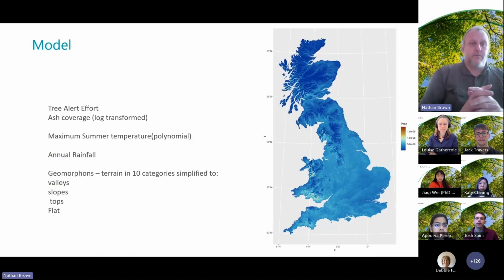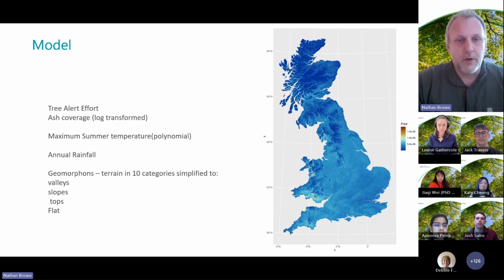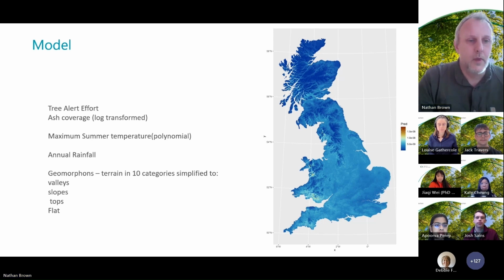So these are covariates we can include in our modelling, along with various environmental factors. So we're using maximum summer temperature, annual rainfall, and this geomorphons approach to dividing terrain. So this is taking elevation data and looking to assign valleys, slopes, peaks, and flatter areas. So it divides into about 10 categories, but we've grouped those together.